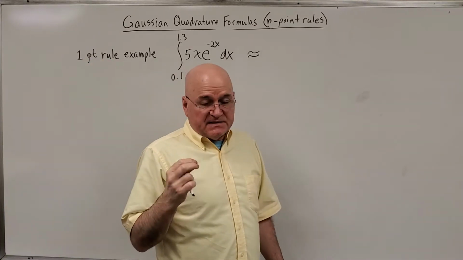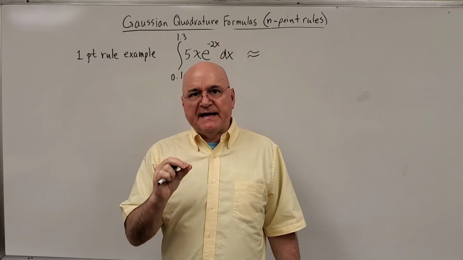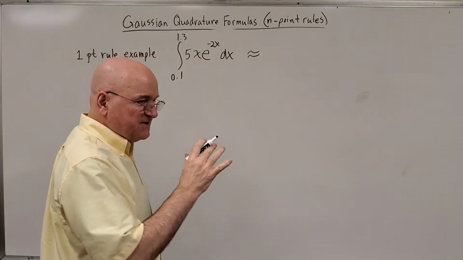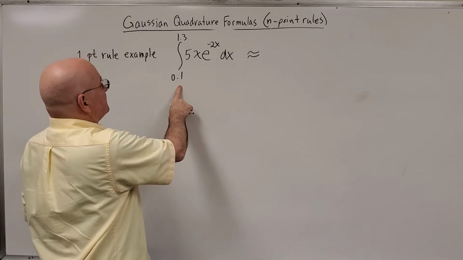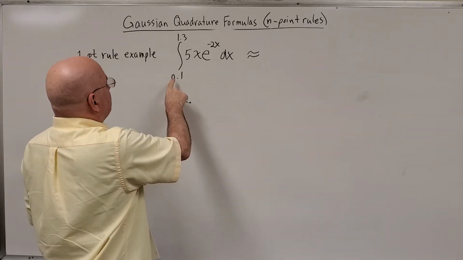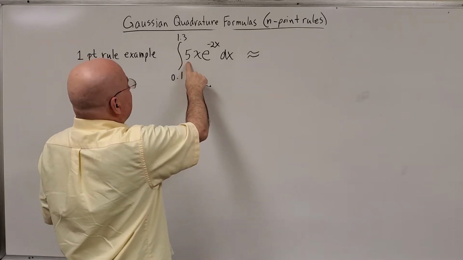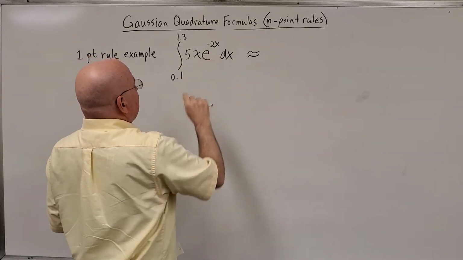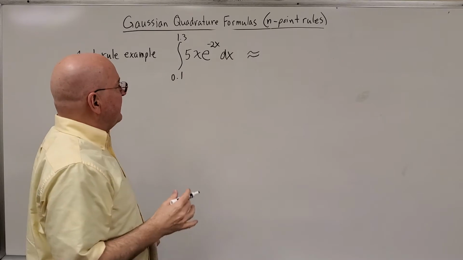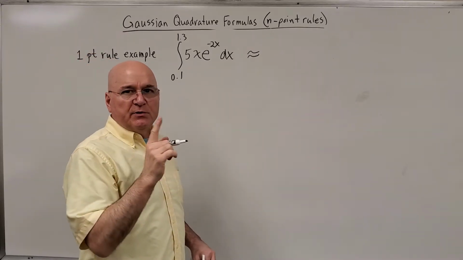Well, let's use the Gaussian one-point rule to estimate an integral. Here's an integral from 0.1 to 1.3 of the function 5x e to the negative 2x. So we're going to estimate that integral. Now remember how we do it with the one-point rule?